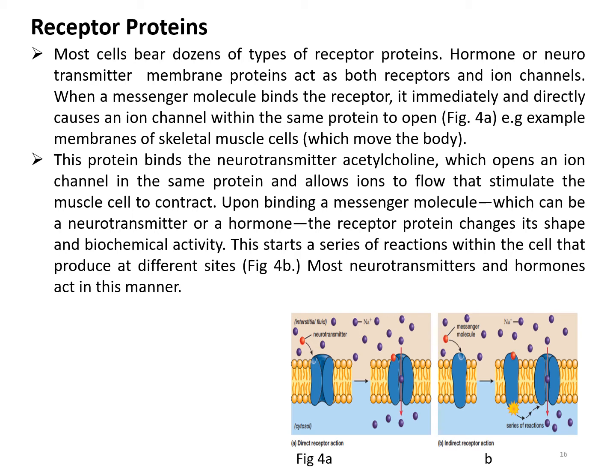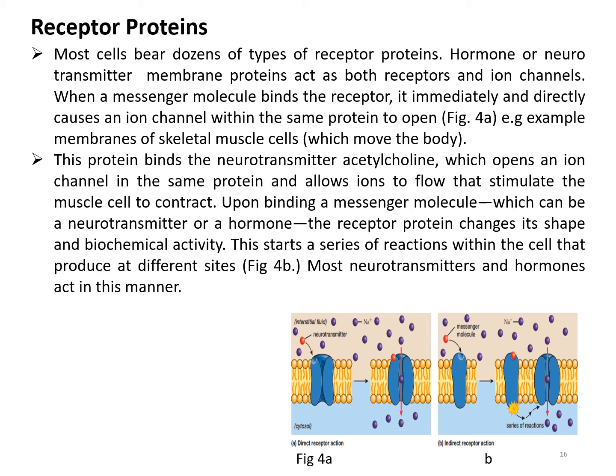When a messenger molecule binds the receptor, it immediately and directly causes an ion channel within the same protein to open. The best known example of such direct receptor action occurs in a protein in the membranes of skeletal muscle cells, which help in the movement of the body. This protein binds the neurotransmitter acetylcholine, which opens an ion channel in the same protein and allows ions to flow that stimulate the muscle cell to contract.